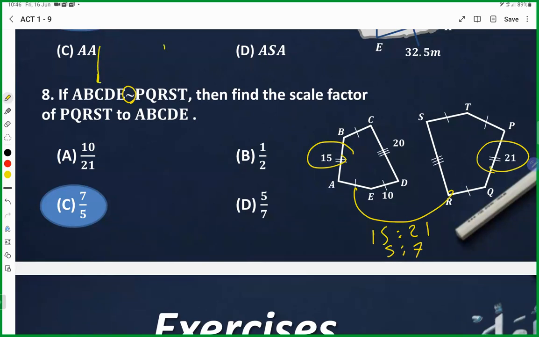That's ABCD to PQRS. But the question asked me the inverse one. PQRST to ABCD, which means 7 over what? Over 5. Don't rush and choose D. Please remember the position of the shapes.